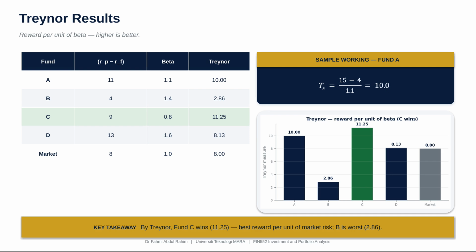So by the Treynor measure, Fund C wins with 11.25, the best reward per unit of market risk, because it earned a solid return with a low beta. Fund B is the worst at just 2.86. Notice also that funds C and A beat the market's 8.0, while B and D, by this measure, did not clearly beat it. Now let us see what Sharpe says, using total risk instead of beta.